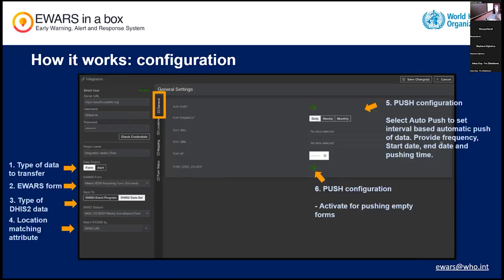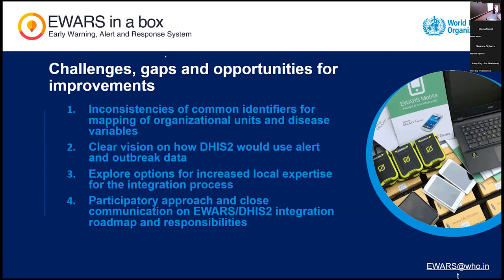Yes, next slide, please. What can be the gaps and opportunities for improvement? The first one is the inconsistencies of common identifiers for location, which in DHIS2 are called organizational units, and disease variables. In that case, in the EWARS system, it is possible to handle it, where we have prepared a CSV mapping. So rather than mapping from system variable to variable, we have a CSV mapping that can be used to map the two systems.